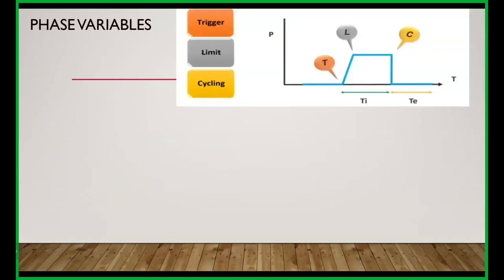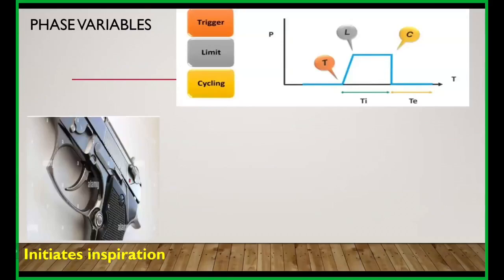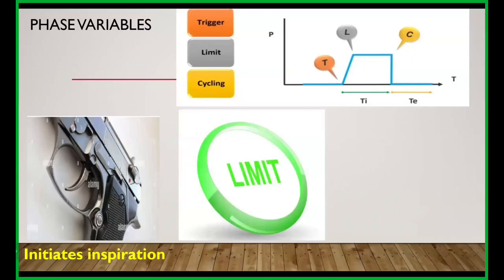So phase variables, as you all know, are trigger, limit, and cycle. What is a trigger? Anything that initiates inspiration is called the trigger. And what is the limit? The target which is achieved during inspiration is called the limit.